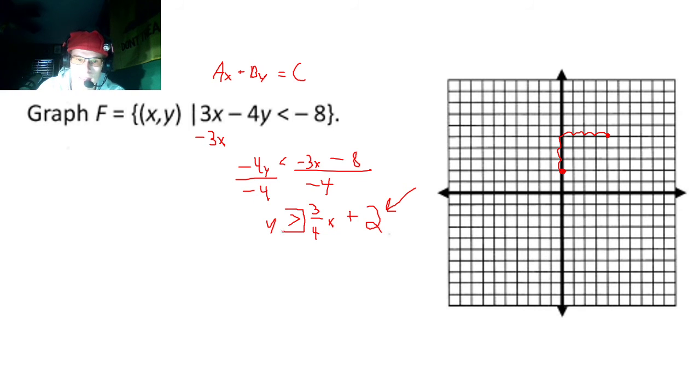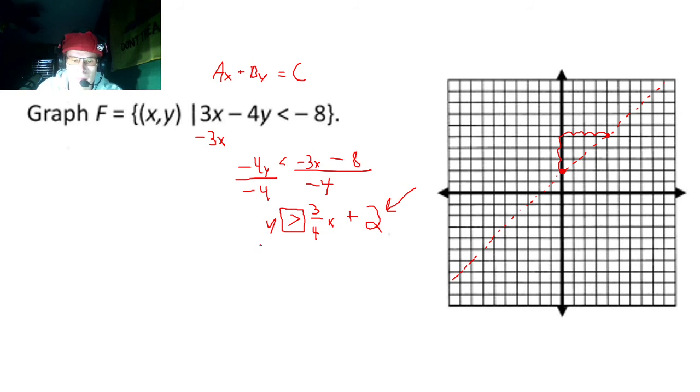Now, take a look at my inequality symbol. My inequality symbol is a greater than, which means it's not equal to, so I have to use a dotted line on my graph, indicating that it is not part of my solution, but it is the edge of it. I did the best I could with that. All right, so now I have my line.